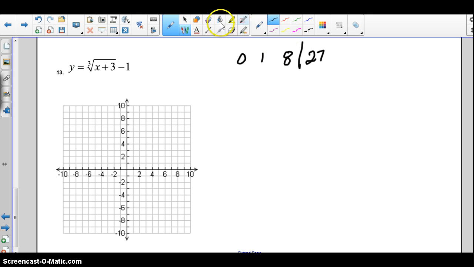So let's go ahead and create our handy dandy little t-chart here. And we're going to have our x and our y. So now we get to think, what plus 3 will get us a perfect cube? Well, let's go ahead and make a 0. What plus 3 is going to equal 0? That's right, -3. So we're going to plug in -3 and get the cube root of 0, which is 0, and we're going to be left with -1.